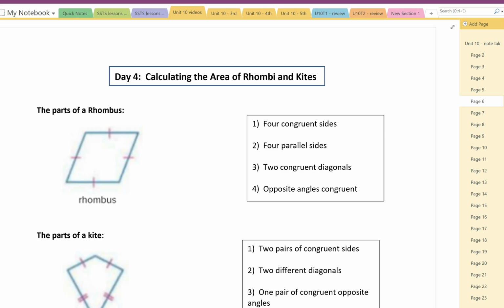Calculating the area of rhombi and kites. So rhombi is just the plural of rhombus. In other words, we're going to calculate the area of different rhombuses and kites. So a rhombus is a shape like this one over here.